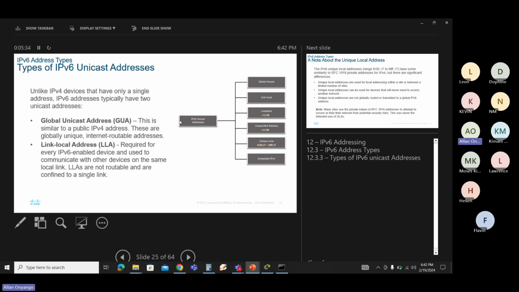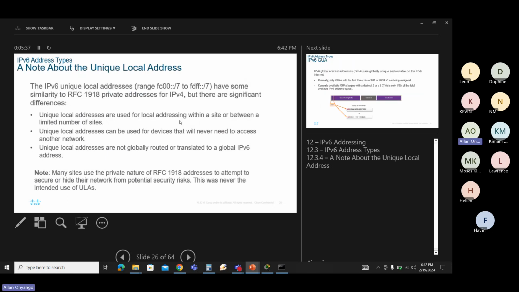We have other types, which we will be talking about one by one. The third type is called the ULA. ULA is the unique local address. It is the one that is equivalent to the private IPv4 address. Okay? Yes. And those questions will come. Which of the following IPv6 addresses is equivalent to IPv4 private addresses? It's the unique local address.